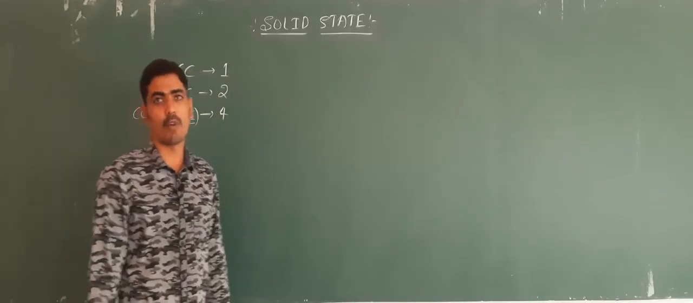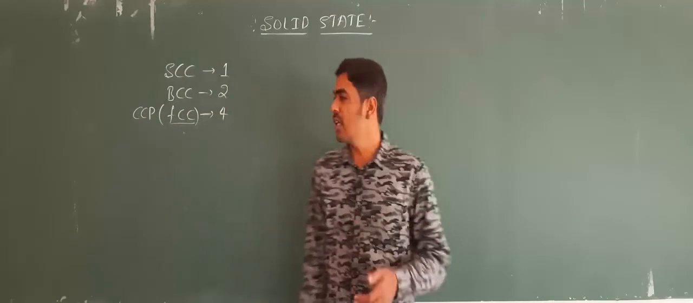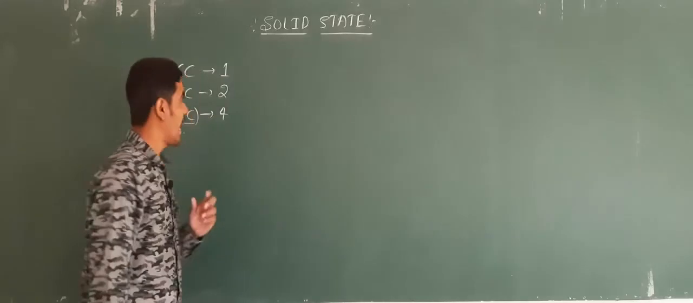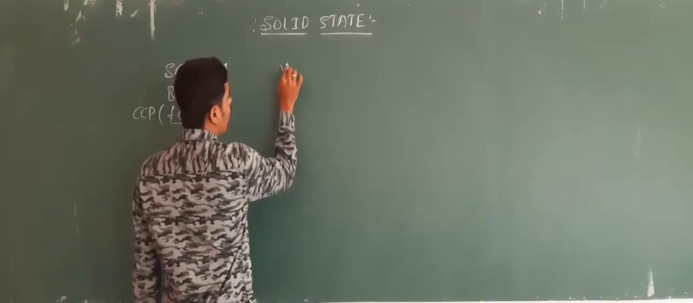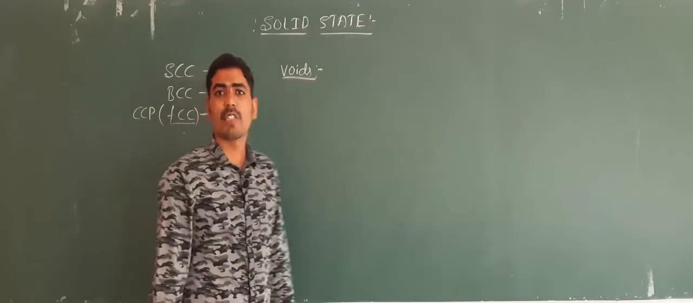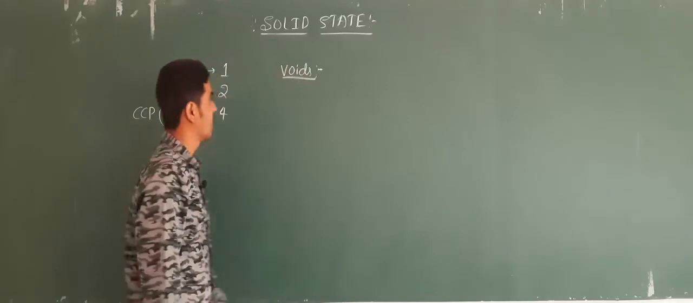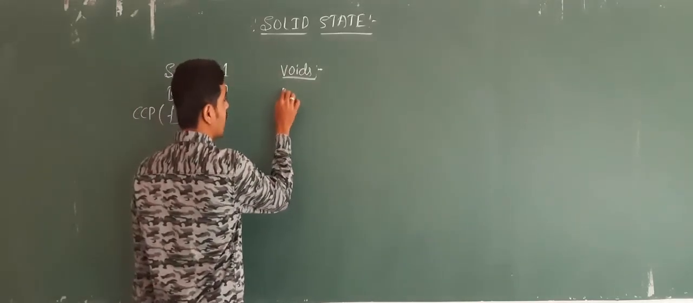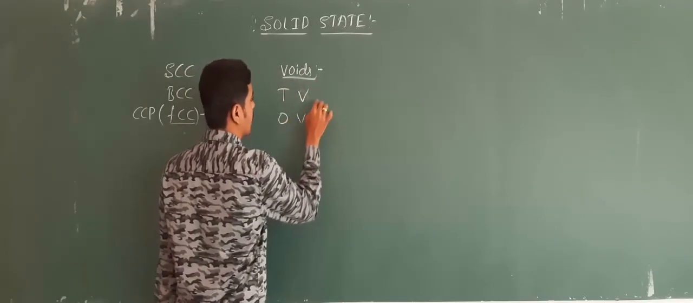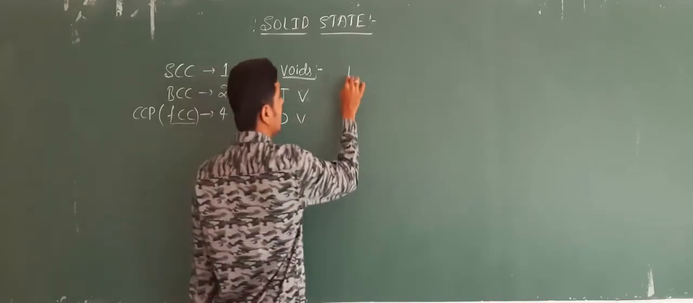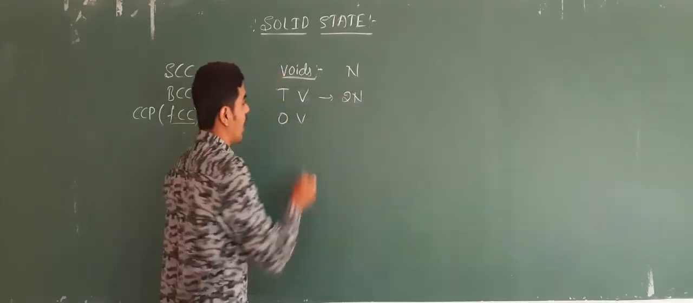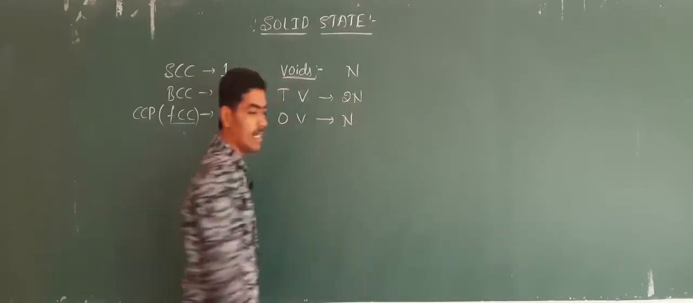In today's lecture we are going to calculate the formula of the compound by using the knowledge of the number of particles present in the given unit cell and also the number of voids. Voids are the empty spaces present between the constituent particles, and there are two kinds of voids: tetrahedral voids and octahedral voids. If the number of particles is n, then the number of tetrahedral voids formed will be 2n and the number of octahedral voids formed will be n.